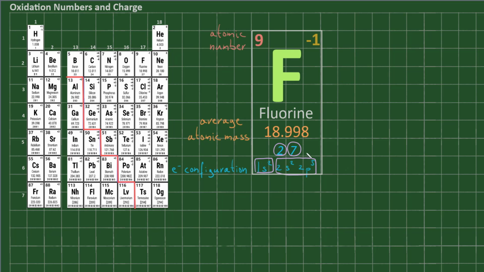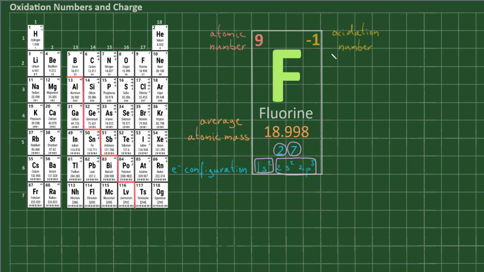All right, what about this negative 1? It looks awfully like a charge. This value here is known as the oxidation state or oxidation number. In the case of fluorine, I could say that this oxidation number of negative 1 is essentially the same as the charge of a fluorine anion.